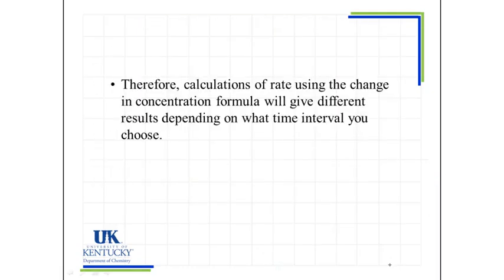So we have to do calculations over a certain time interval, and we'd have to define what that time interval is. It's going to be different depending upon which time interval we choose as a reaction takes place. And when you're comparing reactions, you would want to be monitoring during the same time interval to say that this one is faster or this one is slower.